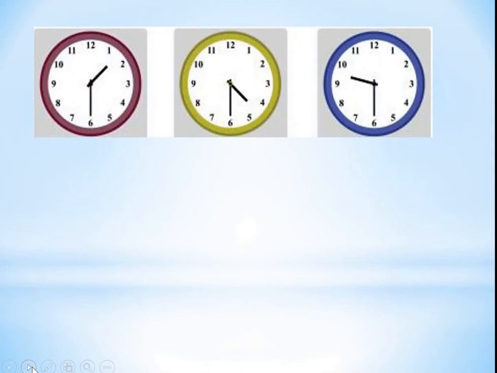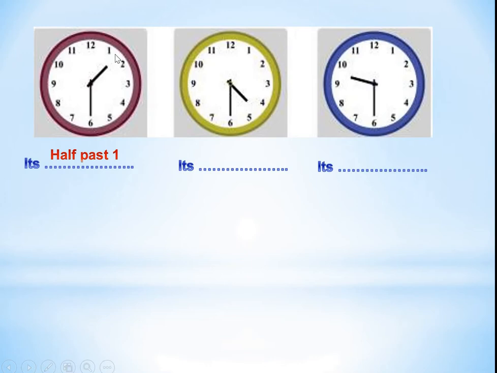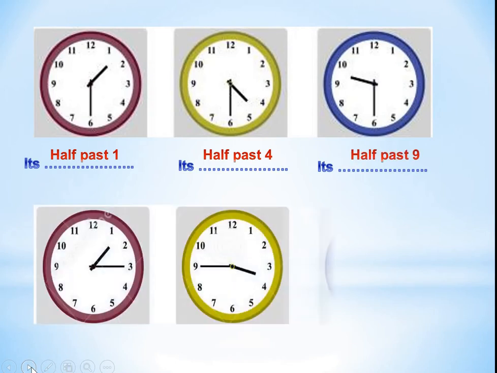Next, we write it in English for the analog clock. When it goes to 6, it's half. It's half past what? 1. The short hand is between 1 and 2. So it's half past 1. Next, it's half past 4. Next, it's half past 9.